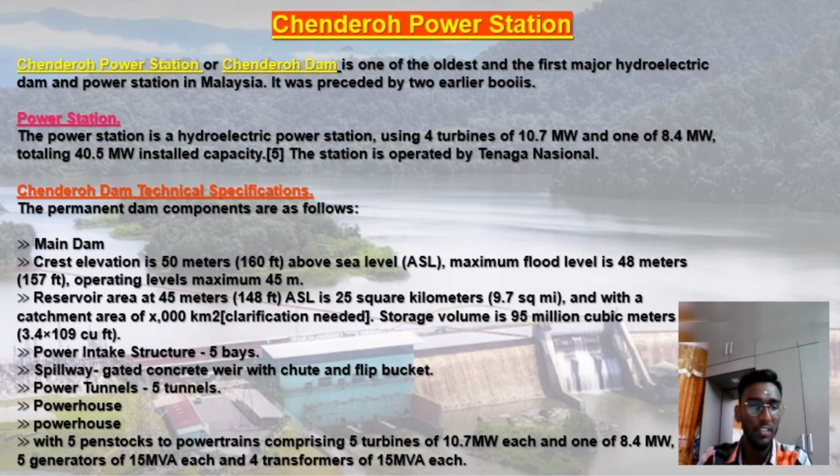Power intake structure is 5 bays. Spillways: gated concrete gravity with chute and flip bucket. Power tunnels: 5 tunnels. Powerhouse with 5 penstocks and a power train comprising 5 turbines, 4 of 10.7 MW each and one of 8.4 MW, generators of 15 MVA each, and 4 transformers of 15 MVA each.